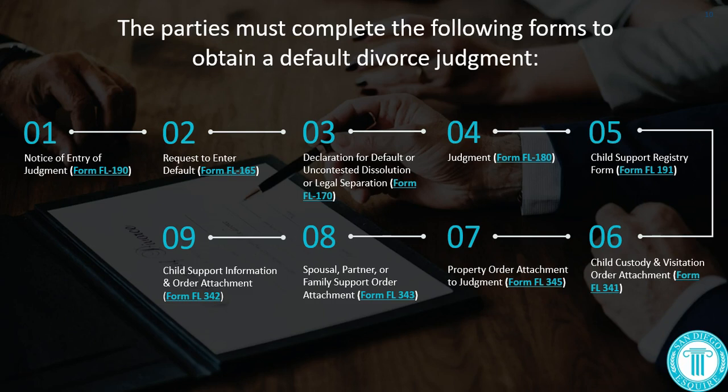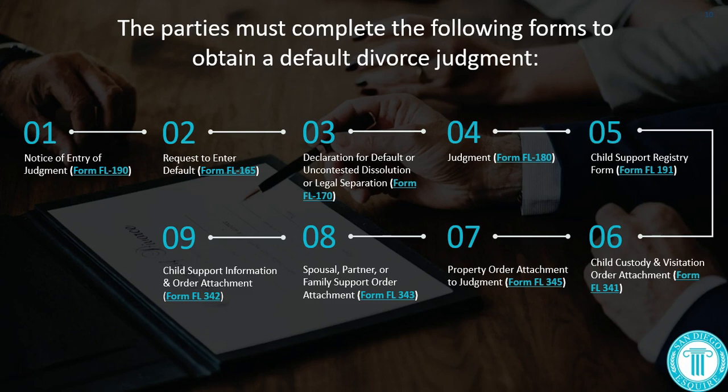Optional forms are the child support FL-342. So if you are requesting child support, then you're also going to have to file FL-191 with the court to register your child support order attachment. If you're looking for spousal or family support, you're going to have to complete FL-343.